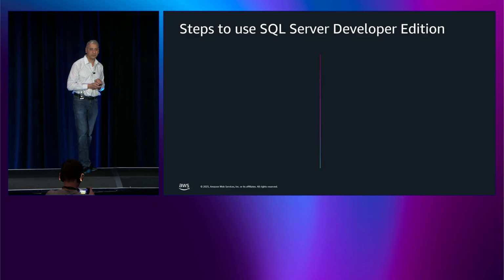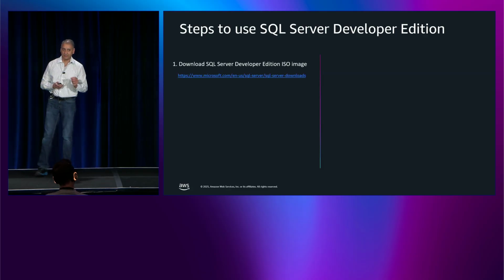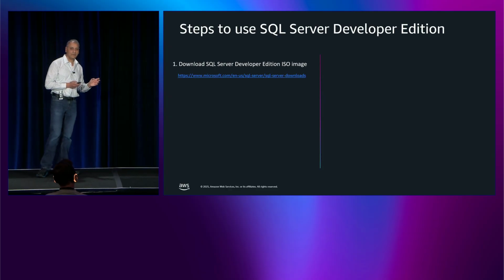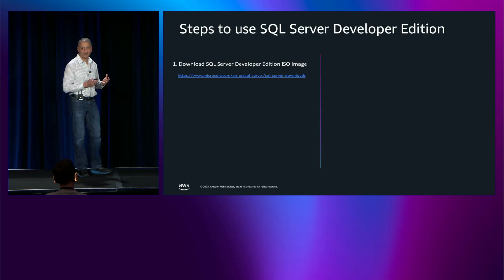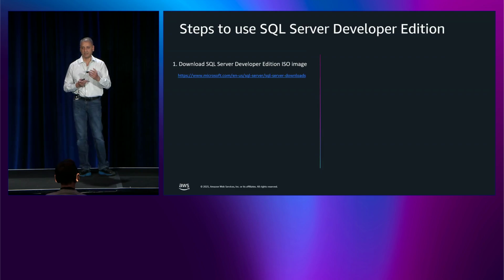How do you use them? It's pretty easy. You first download the ISO image for SQL Server Developer Edition from the Microsoft website. This is required for licensing compliance. You are informing us that you are using SQL Server Developer Edition, download it from the website, and this is the instance you want to use for dev and test purposes and non-production purposes.